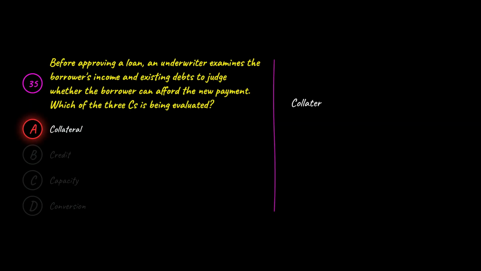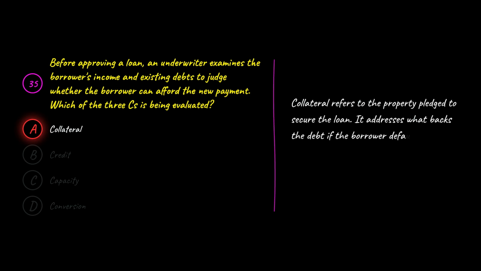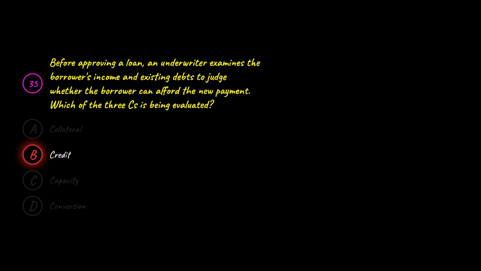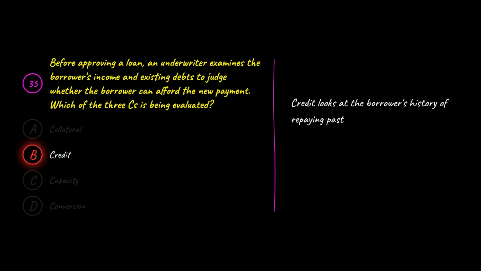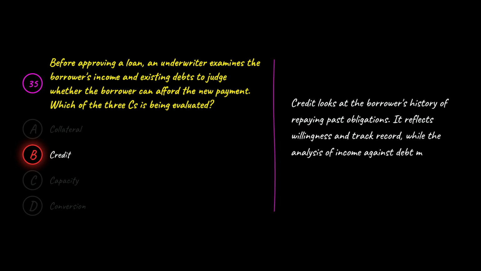A is wrong because collateral refers to the property pledged to secure the loan. It addresses what backs the debt if the borrower defaults, not whether the borrower's income can support the payments. B is wrong because credit looks at the borrower's history of repaying past obligations. It reflects willingness and track record, while the analysis of income against debt measures the separate factor of capacity.